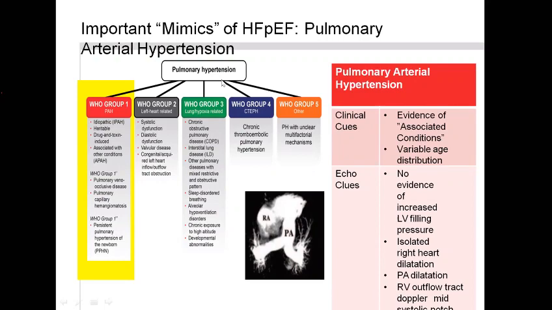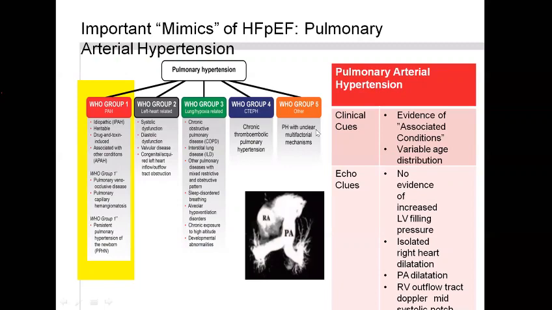The other mimic is pulmonary artery hypertension. As you know, these are the five groups: the idiopathic pulmonary hypertension, the left heart related, which is the one that we usually get in systolic dysfunction or in diastolic dysfunction of the heart, then the cor pulmonale type of lung-related problems, then chronic thromboembolic pulmonary hypertension, and then multifactorial reasons where it's not clear. So usually the diagnosis is pretty easy.